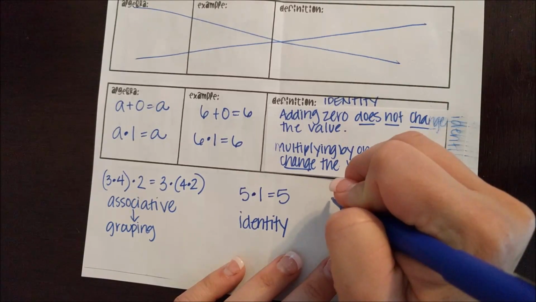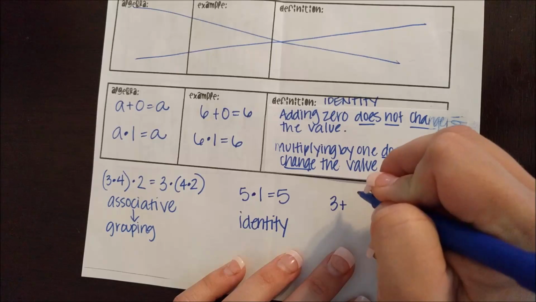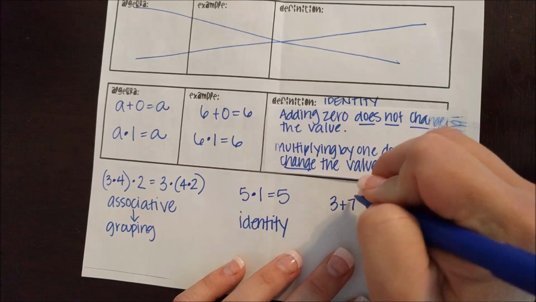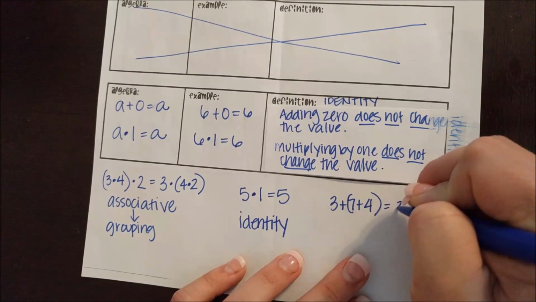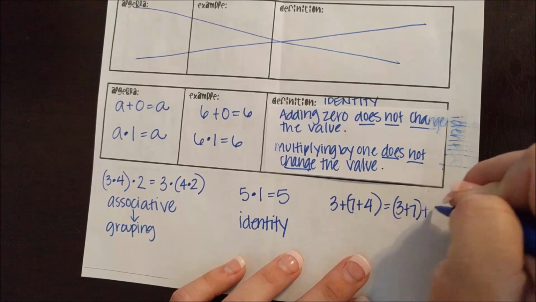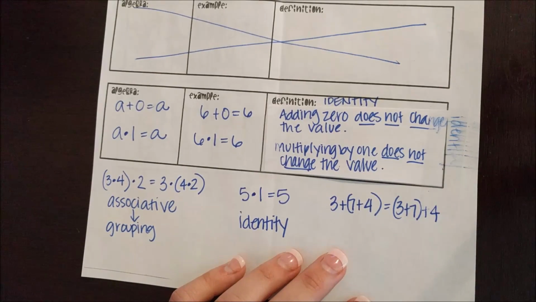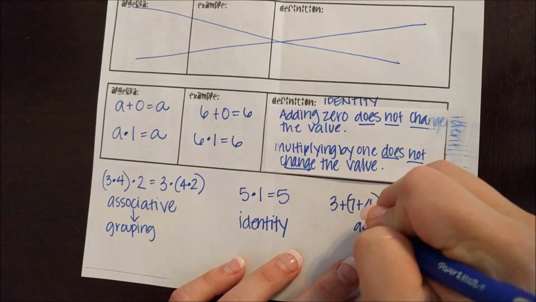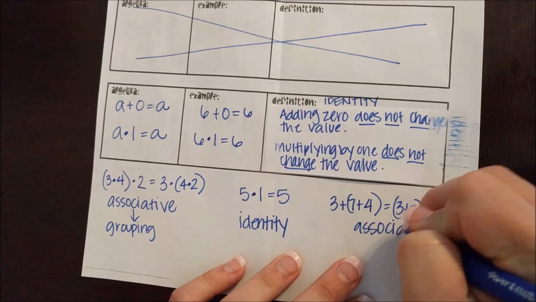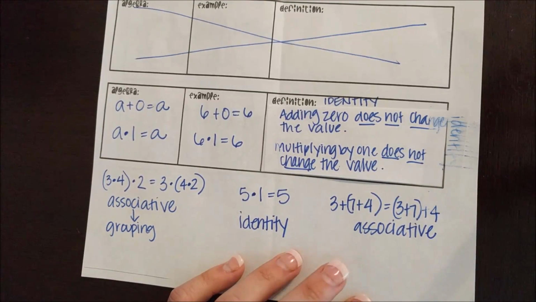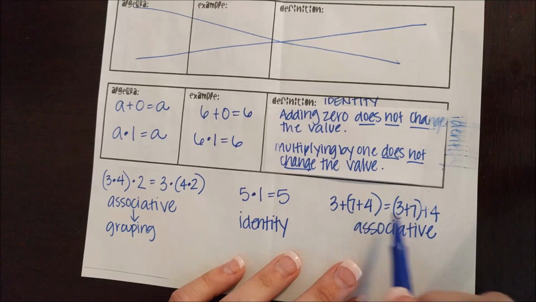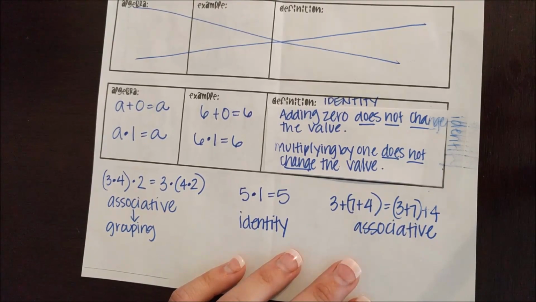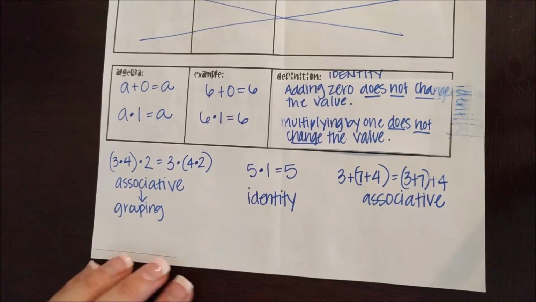Okay, now let's try this next one. What's that one? Good, associative property. Thought I was going to do commutative, didn't you? The associative property, okay, remember it deals with grouping. It changed the grouping on each side, okay? Changed the grouping.